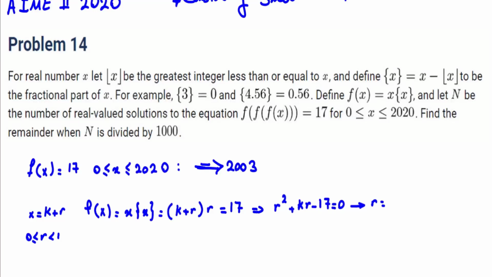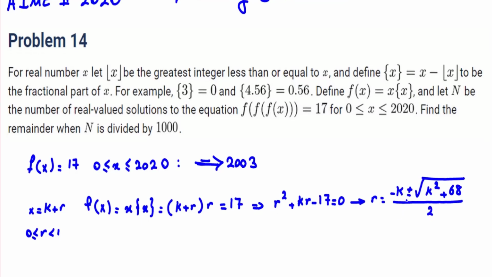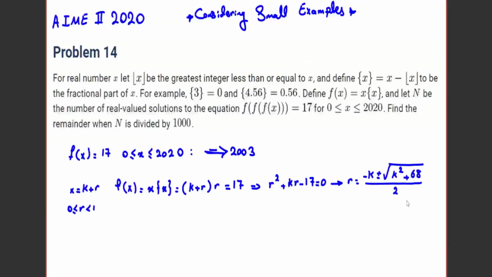Negative k plus or minus the square root of k squared minus 4 times negative 17 over 2, so it will be k squared plus 68, over 2. We should select plus or minus. Plus, because if they're both minus, then it's just a negative number. Exactly. It should be at least 0.